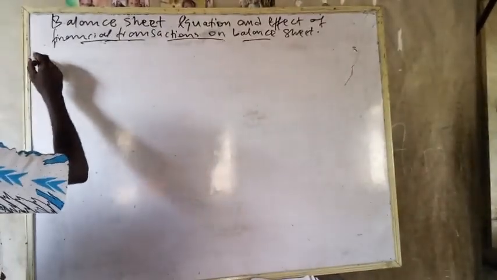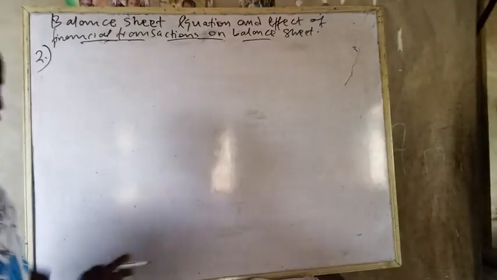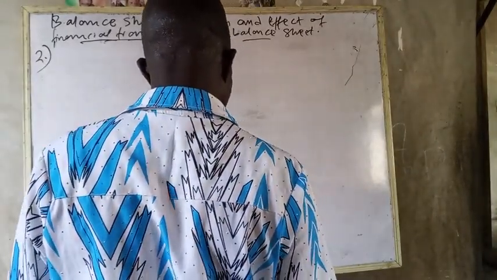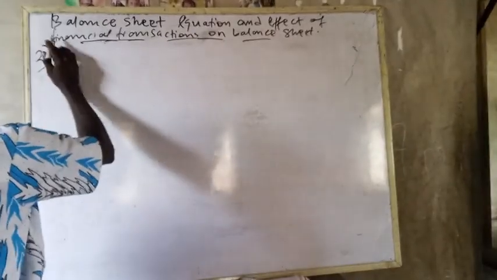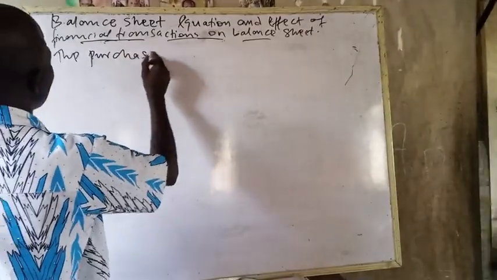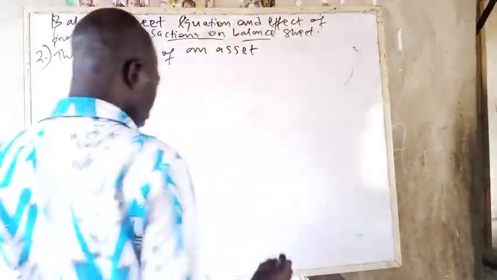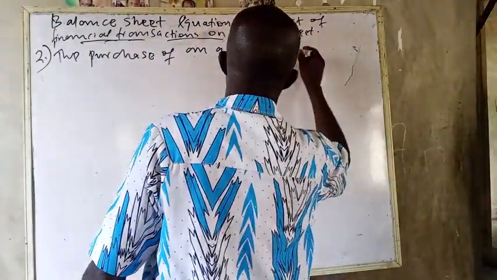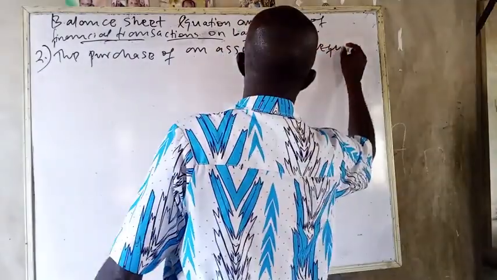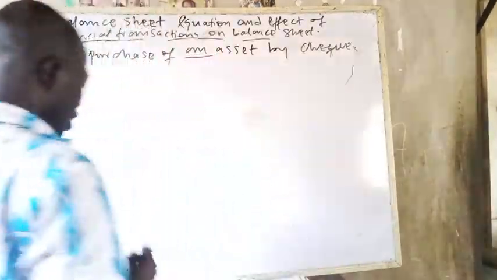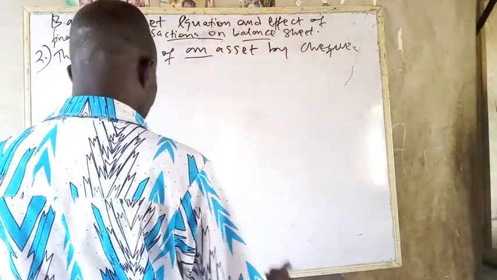Double entry, sorry. Second example. What's the second example? The purchase of an asset by check. That's that one. Then what is now the transaction?